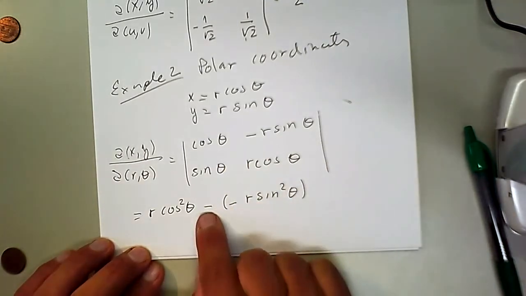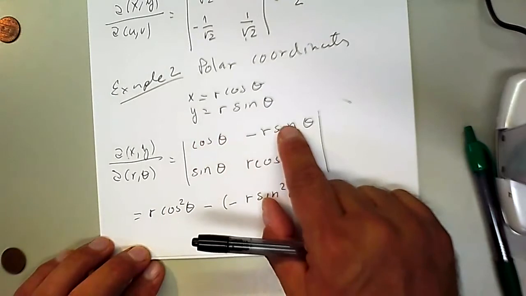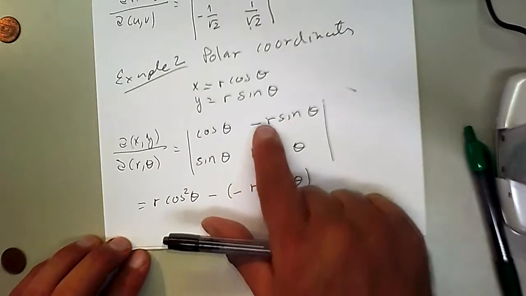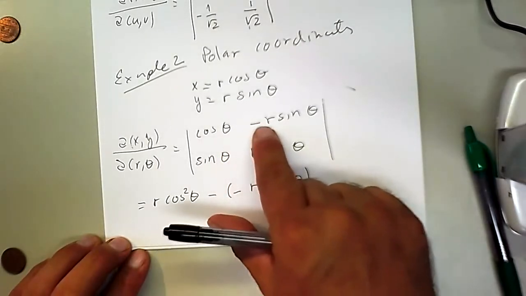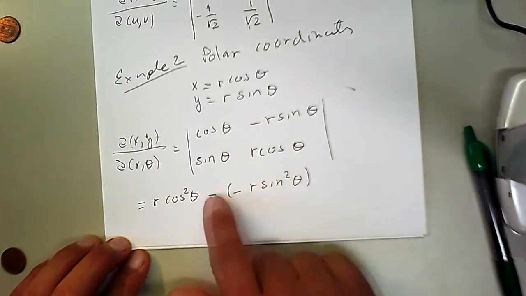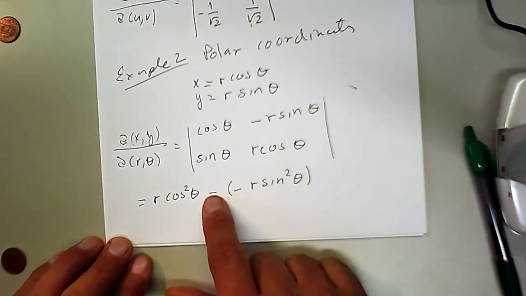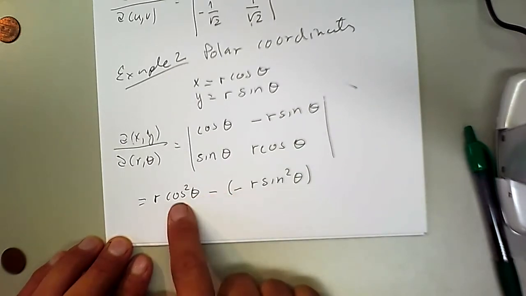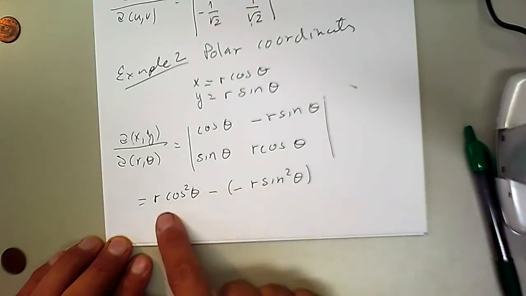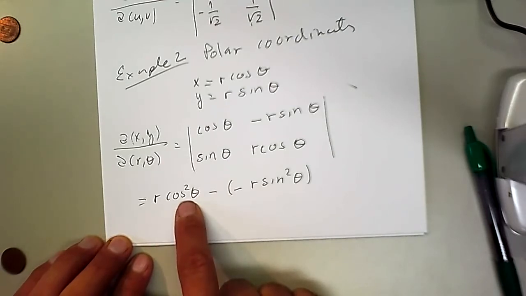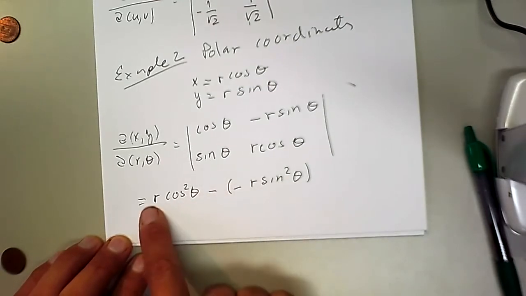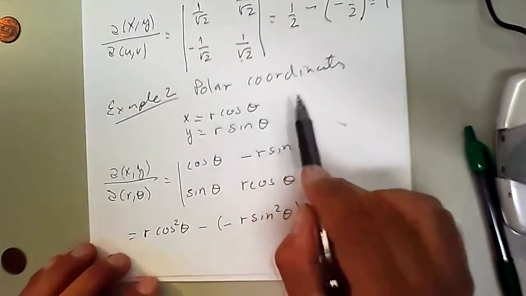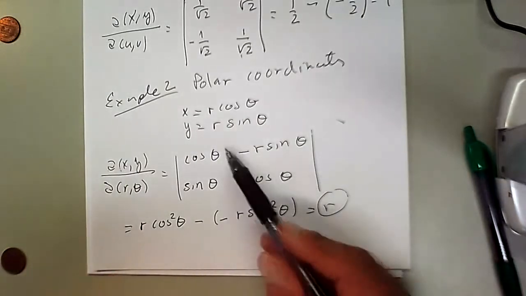So there's a negative due to the determinant, and there's a negative because we have a negative element there. That negative comes from the determinant, if you're not familiar with the determinant. So those two are plus, you already know where this is going. You got r cosine squared plus r sine squared, factor out the r, cosine squared plus sine squared is 1, so we end up with r. So r is the Jacobian of the polar coordinates. And now we know where that r is coming from.